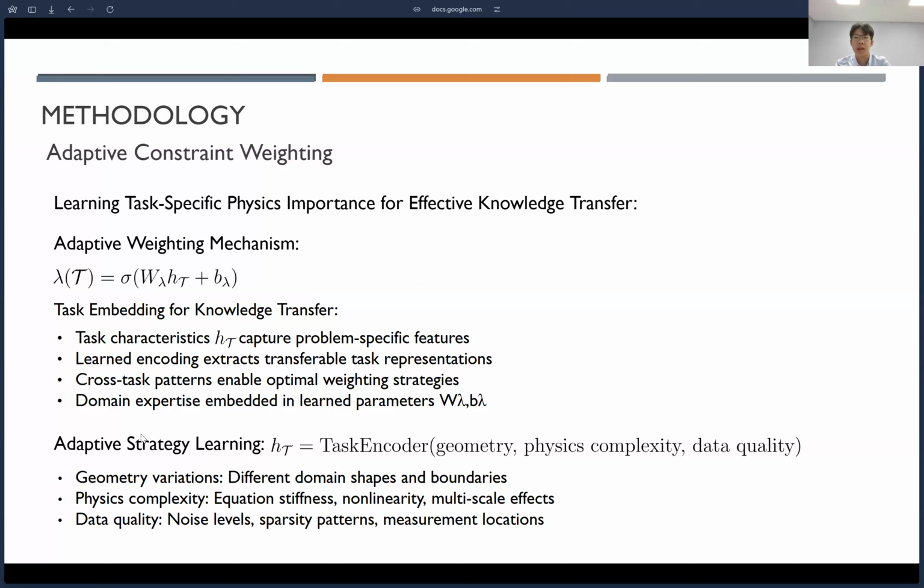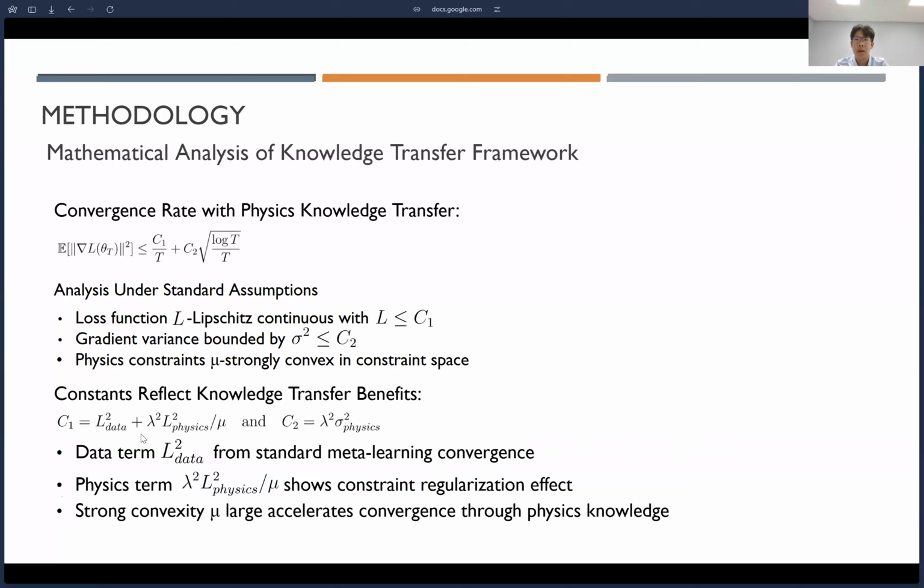For the adaptive learning, h_T equals the task encoder of geometry, physics complexity, and data quality. This accounts for different geometry variations, like different domain shapes and boundaries. The physics complexity includes equation stiffness, nonlinearity, and multi-scale effects, and data quality covers different noise levels, sparsity patterns, and measurement locations. Knowledge transfer benefits include an optimal balance between data fitting and physics constraints per task type, so the learned weighting strategy transfers across related problems. It also includes task-aware adaptation that automatically adjusts to problem characteristics, and meta-learned expertise that captures physics intuition about constraint importance.